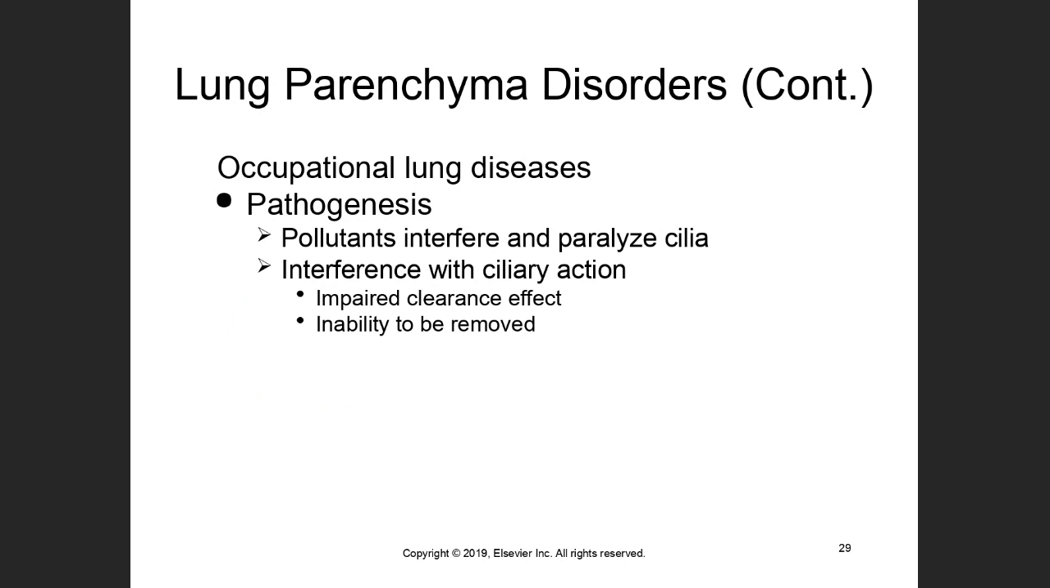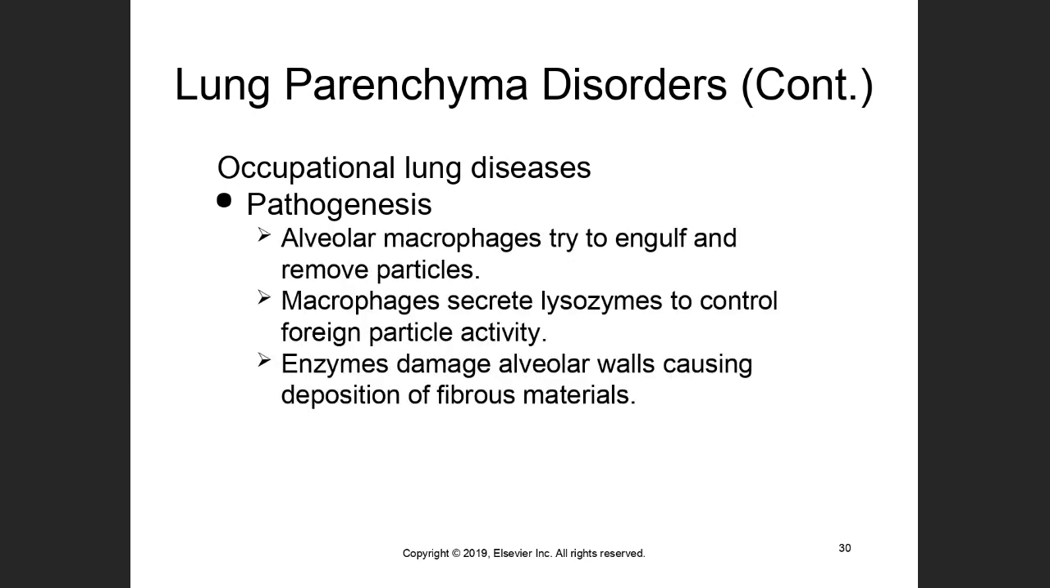Now we have the pathogenesis of occupational lung disease: pollutants interface, and paralyzed cilia interfere with ciliary action, causing impaired clearance. Remember that one of the main functions of the cilia is to clean the lung from foreign particles. Alveolar macrophages try to engulf and remove particles. Macrophages release lysosomes to control foreign particle activity. Enzymes damage the alveolar wall. Okay, it's basically the same as smoking.